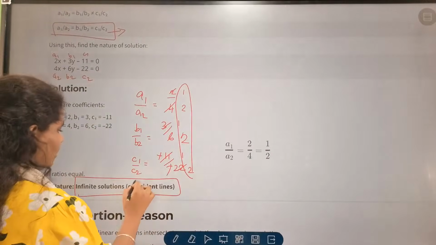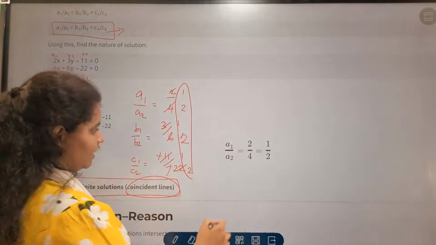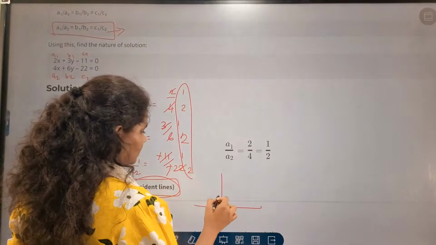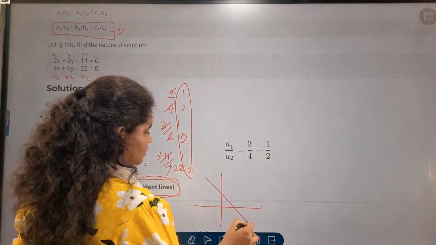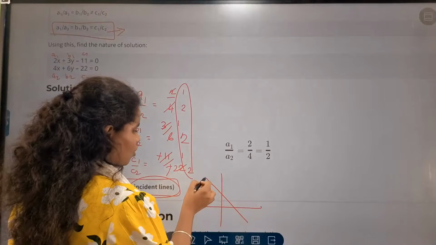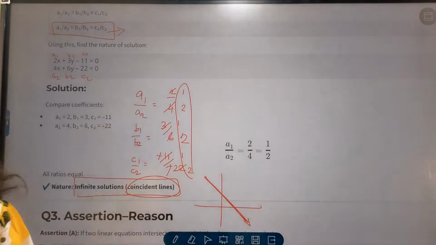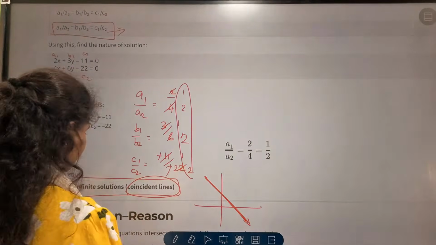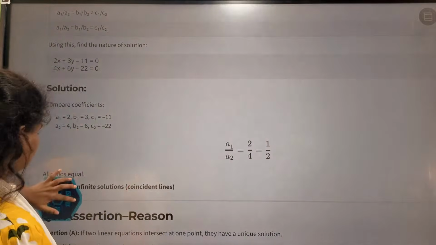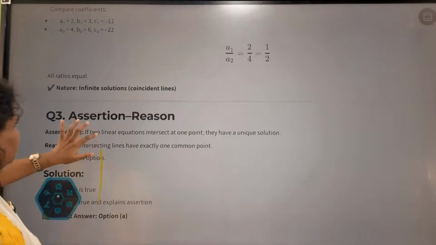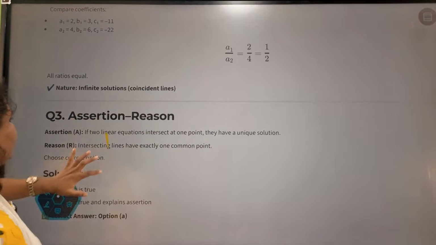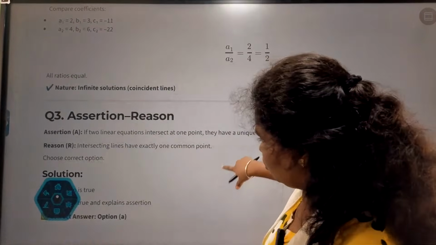So it's a coincident line, right? If I draw, for example, the first line is this and the second line also coincides with the same line. Yes, it's right. Very good. And next, here we have an assertion and reason question.